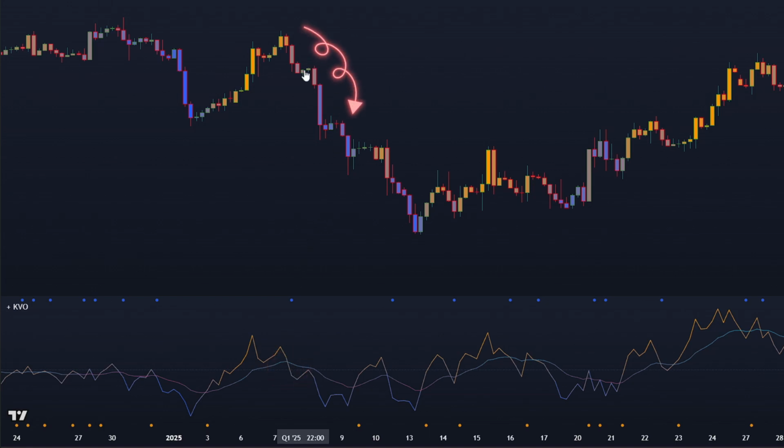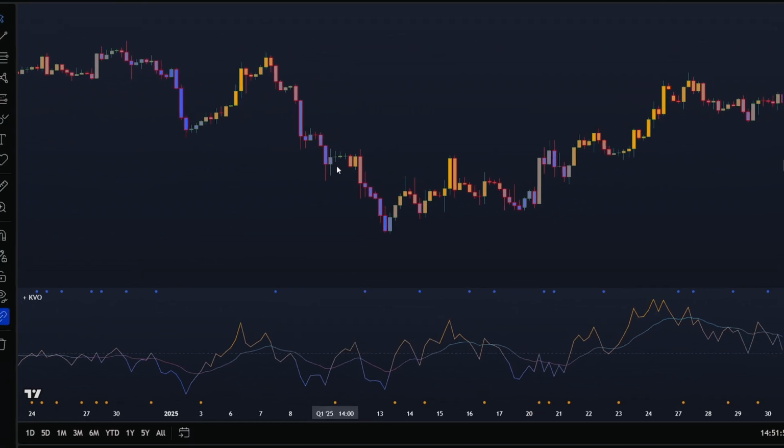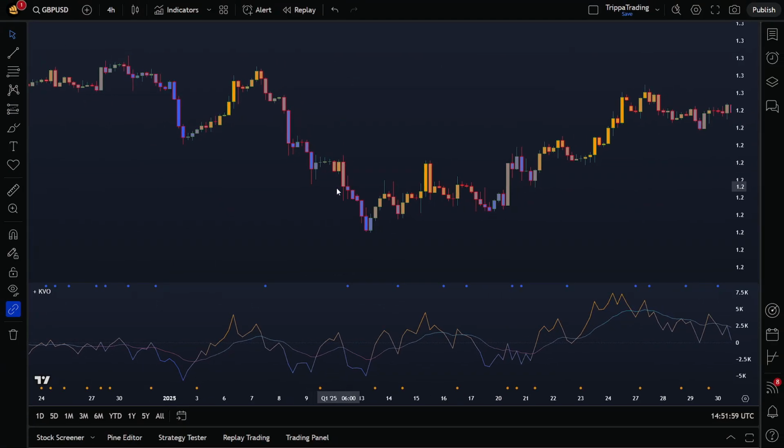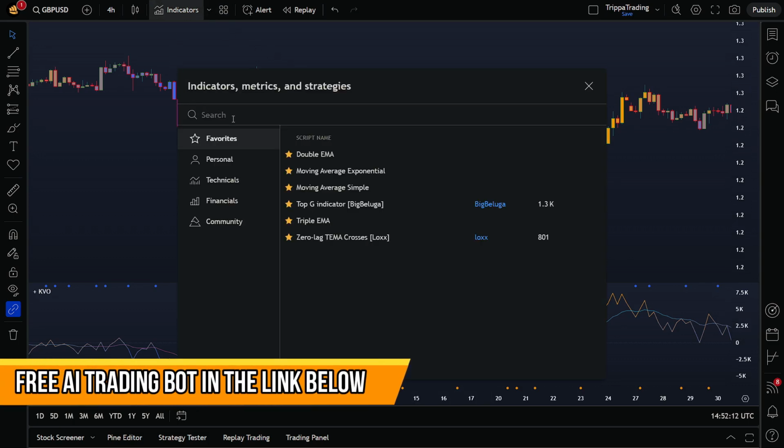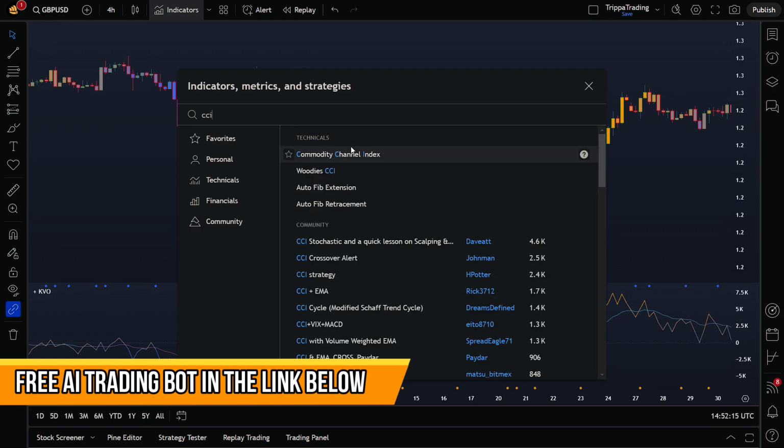sell opportunity. However, taking every crossover signal isn't the best approach, because during pullbacks and ranging markets, you can still get false signals. To filter out bad trades, we need to add another indicator. Open the Indicators tab from here again, and add the Commodity Channel Index to our trading chart.